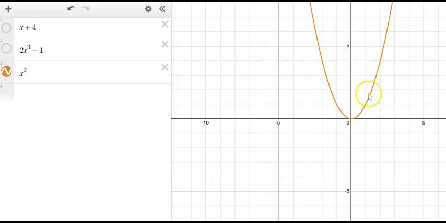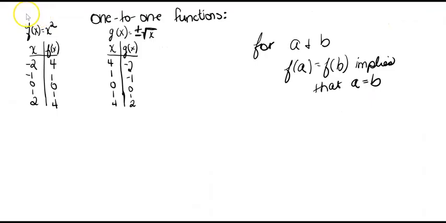Because for every xy on this yellow graph, there is not a unique yx. And we saw that earlier when we looked at the problem. I'll go back to it in a second. We saw that earlier when we looked at f of x equals x squared and g of x equals a positive and negative square root of x. g of x is not a function. Therefore, they can't be inverse functions of each other. x squared is not one-to-one.